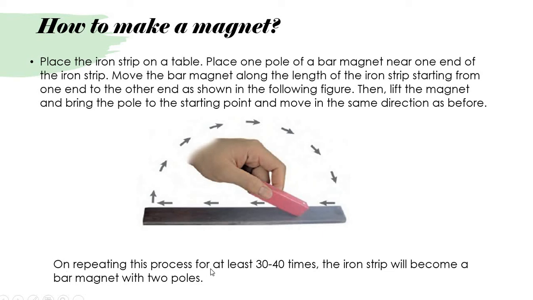On repeating this process at least 30 to 40 times, the iron strip will become a bar magnet with two poles. So when we do this process at least 30 to 40 times, this iron strip will become a bar magnet with two poles. It means this iron strip will also behave like a magnet, having two poles. So this is a way through which we can make a magnet by the help of the iron strip. Okay.